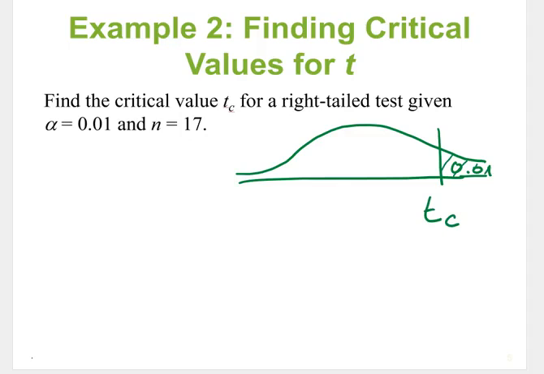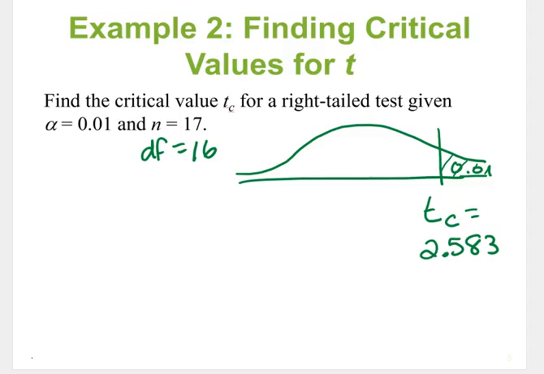So I would go to my chart. I would look for 16 degrees of freedom because my sample size is 17. I would look for one-tailed, right-tailed of 0.01. I would go down the chart, and this should be positive, again, because we're on the right side, 2.583. So again, you already know what your sign is going to be, positive or negative, based on what kind of tail you have, so that makes it a little bit easier.